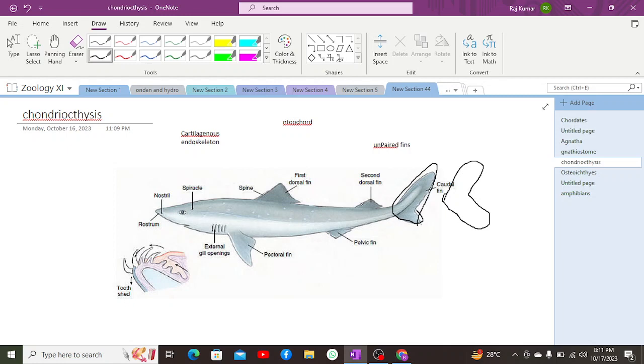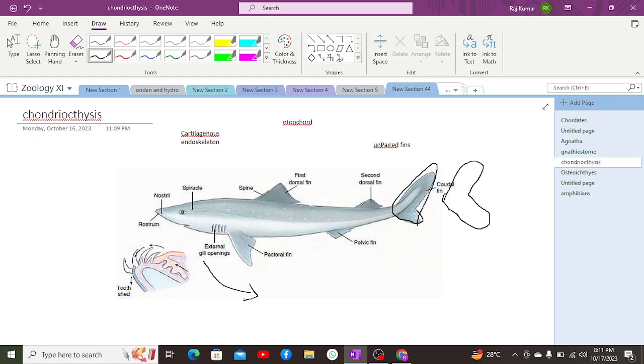Apart from that, the chondrichthyes have external gill openings without a gill cover, which is also known as the operculum. Due to this, their gill openings are quite visible.